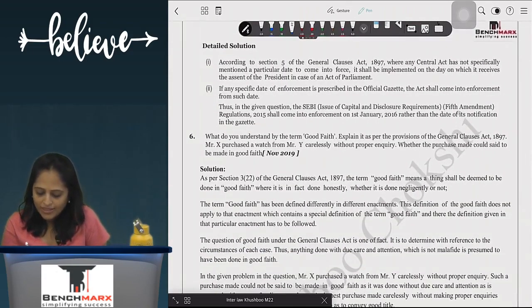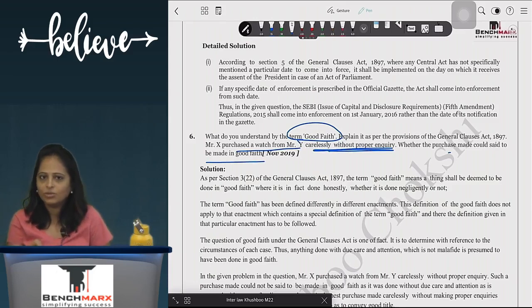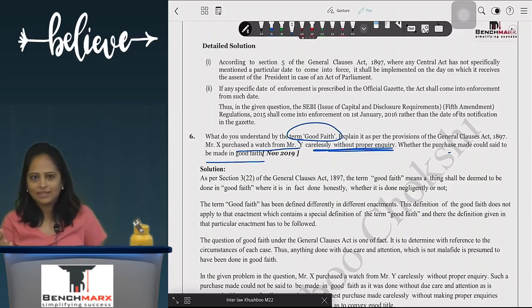What do you understand by the term good faith? Explain as per General Clauses Act. Mr. X purchased a watch from Mr. Y carelessly without proper inquiry. Whether the purchase could be said to be made in good faith? So no, because due care and skill as a man of ordinary prudence should be there. If you bought it like this without inquiry, then it is not good faith.